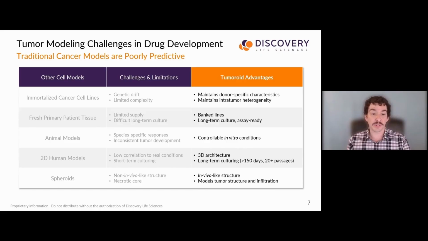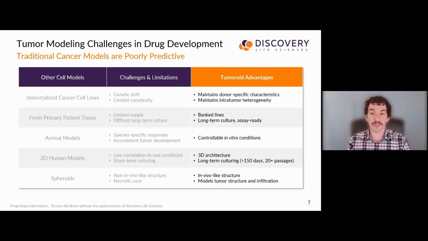And so unlike those traditional models, which often fail to fully replicate the human tumor complexity, tumoroids do maintain the original tumor's genetic diversity and more accurately mimic its behavior by maintaining donor-specific characteristics and intratumor heterogeneity. They preserve the tumor physiology in 3 dimensions, providing a much more realistic and predictive platform for drug testing and cancer research. In short, tumoroids can better bridge the gap between traditional models and real-world clinical outcomes, offering a more reliable way to assess treatment responses and predict patient outcomes.